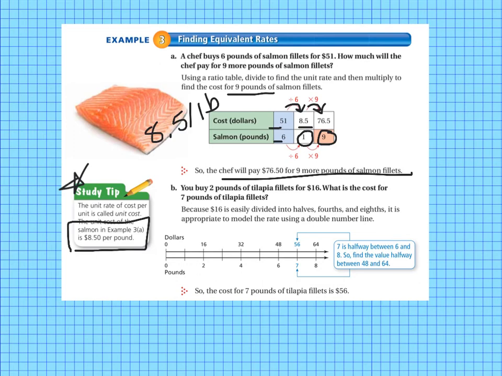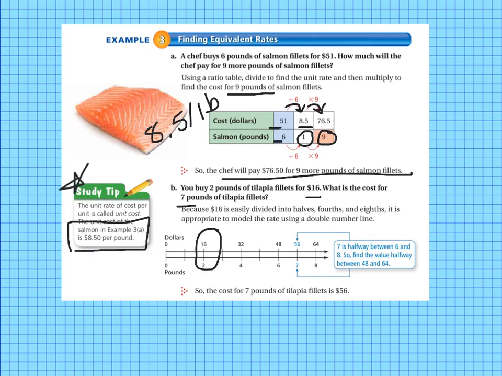You buy 2 pounds of tilapia fillets for $16. What is the cost for 7 pounds of tilapia fillets? You could do this in a ratio table. You could also do the number line. It doesn't matter, because $16 is easily divided into halves, fourths, and eighths. It is appropriate to model the rate using a double number line. So here's what you're starting out with: $16 for 2 pounds, and you want 7 pounds.